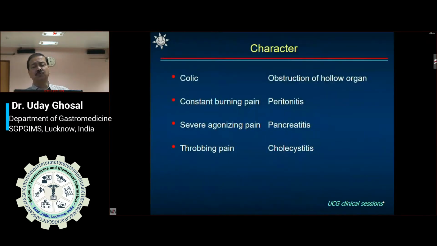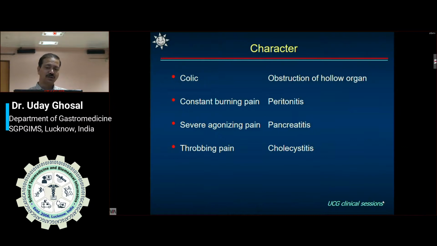Now character is important. For example, colic suggests there is an obstruction to a hollow viscus, and I'll tell how to make out colic. Constant burning pain suggests peritonitis. In fact, a peritonitis patient will like to lie absolutely still. They will not like to move because each time he tries to move, the pain will get aggravated. Severe agonizing pain is pancreatitis.